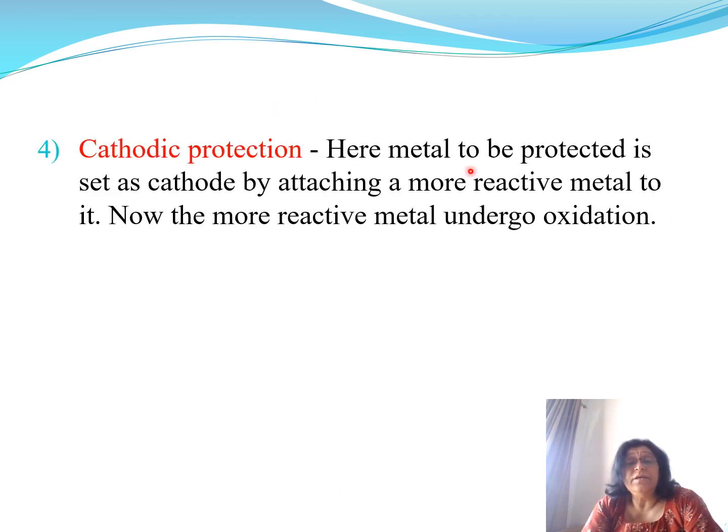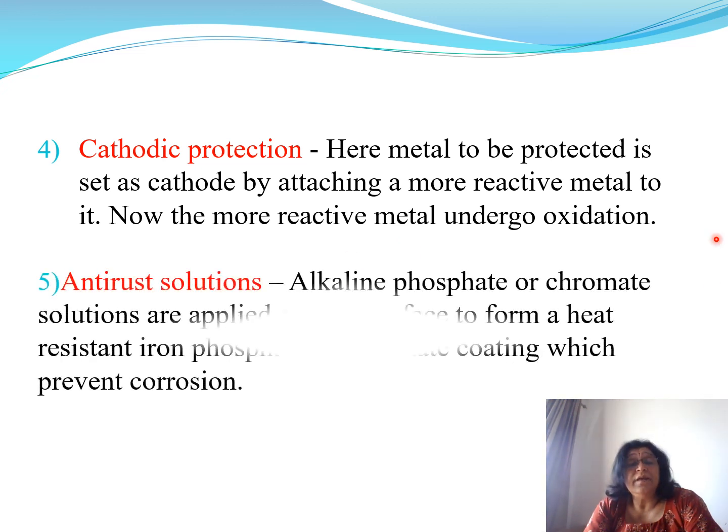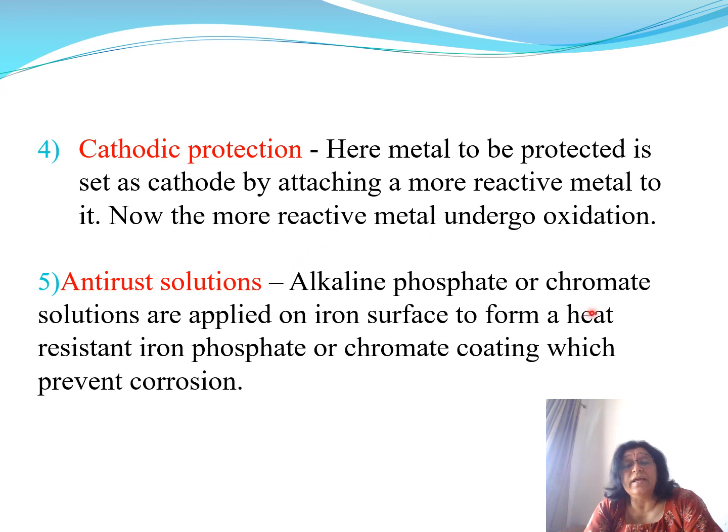So cathodic protection. Here the metal to be protected is set as a cathode by attaching a more reactive metal like magnesium to it. And now the more reactive metal undergoes oxidation instead of the less reactive, that is iron. Then anti-rust solution, when you apply the anti-rust solution like alkaline phosphate or chromate. The solutions are applied on iron surface to form heat resistant iron phosphate or chromate coating, which prevents corrosion. So cathodic protection, anti-rust solutions, sacrificial protection, then barrier protection and alloy. So these are some of the methods to prevent corrosion.